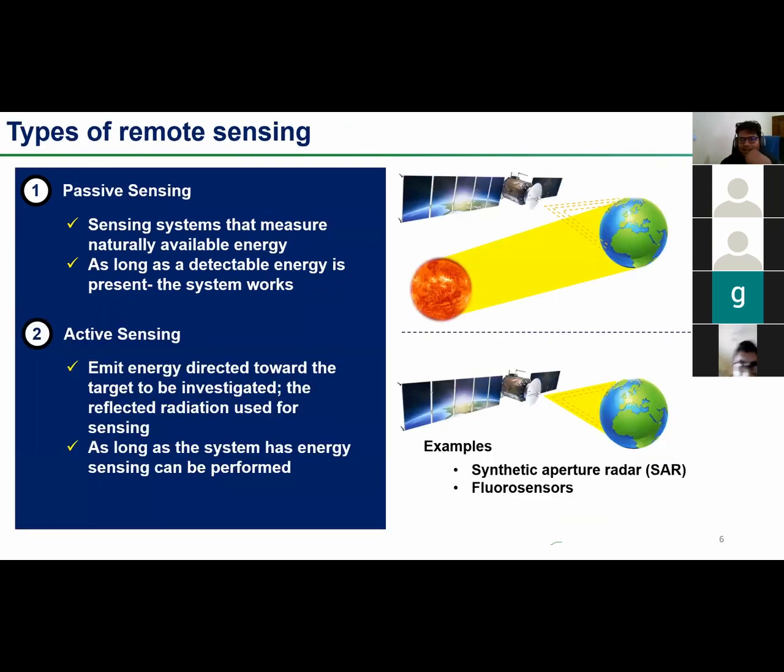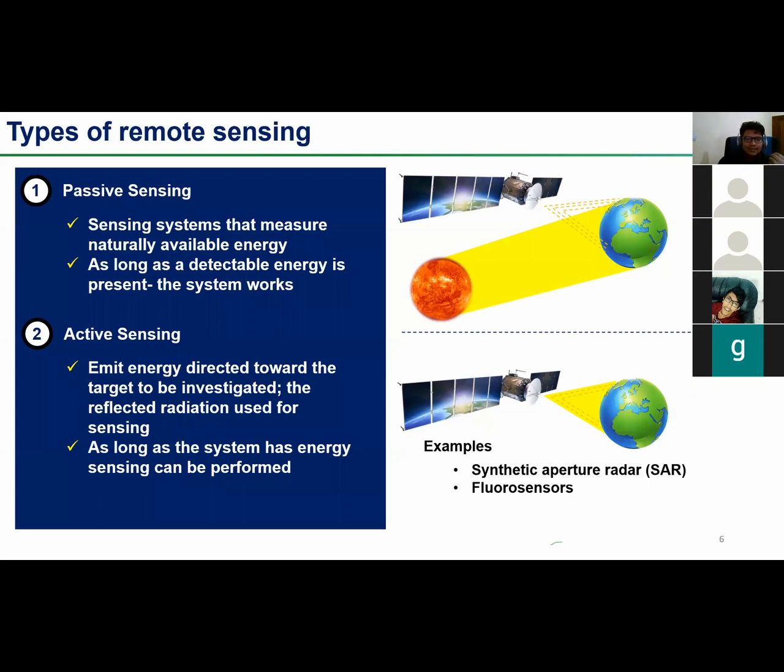Now, there are types of remote sensing. The first is the passive sensing techniques, and then you have the active sensing techniques. Passive sensing is what we usually do when we observe an object. When we look at an object with our naked eye, we sense the system passively, in a way that we don't put energy into that object.